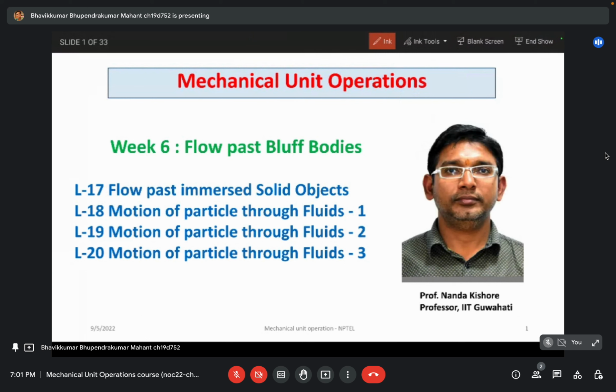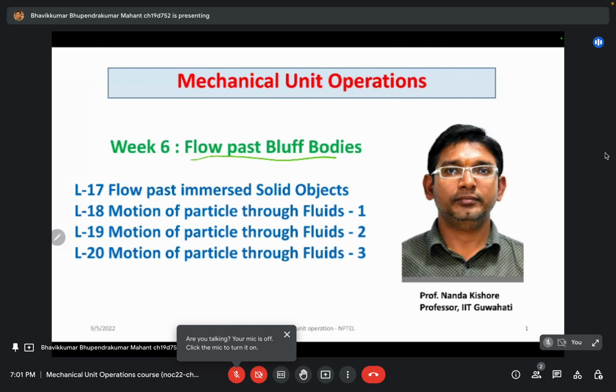Okay, so the week 6 discussion is flow past immersed bodies. There are mainly 4 lectures. First is what is actually flow past immersed solid objects, and then a couple of lectures discussing the motion of particles through fluids.